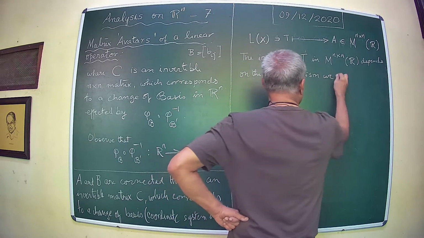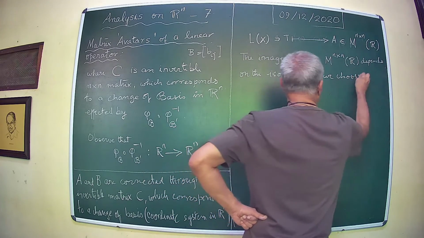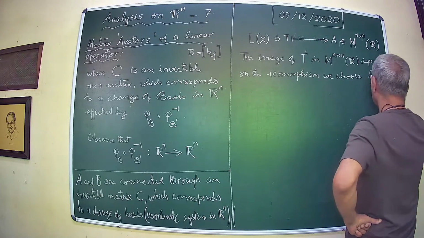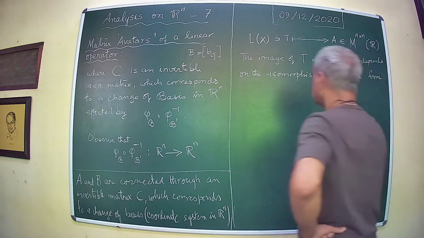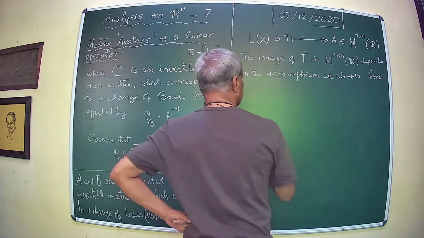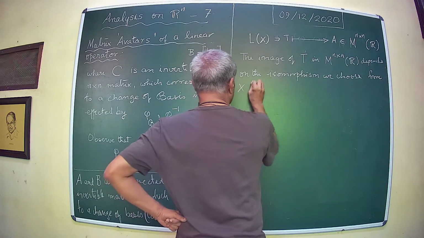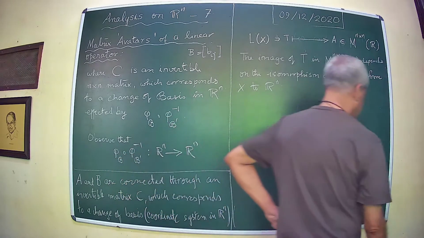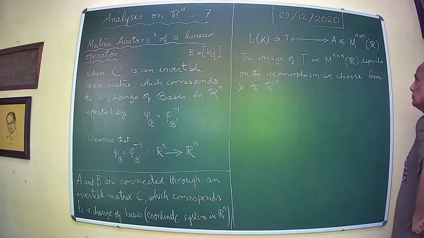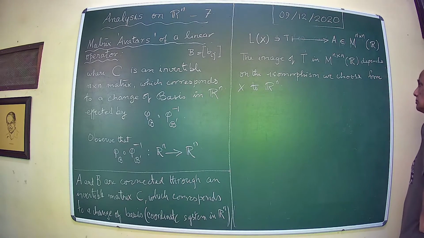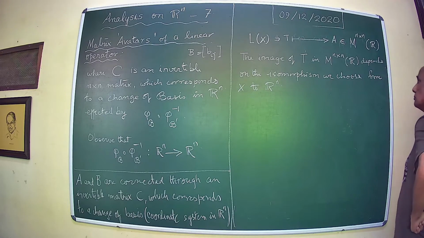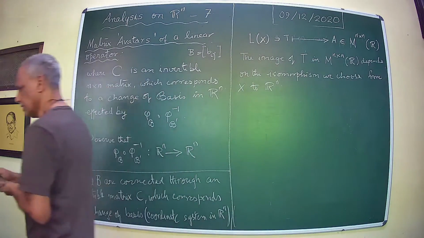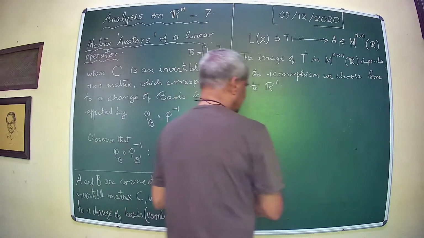We choose an isomorphism from X to R^n. So if you use a different isomorphism, you get a different image. Okay, so this is what you have.